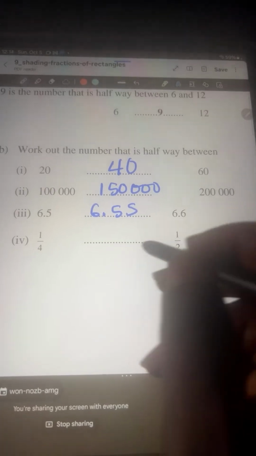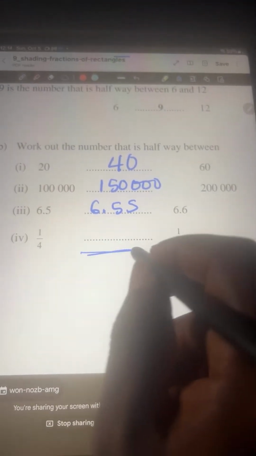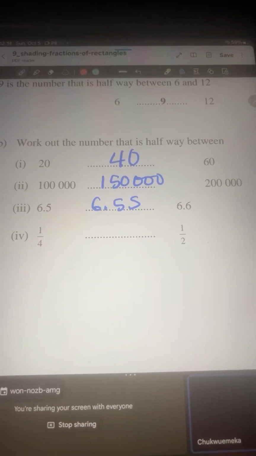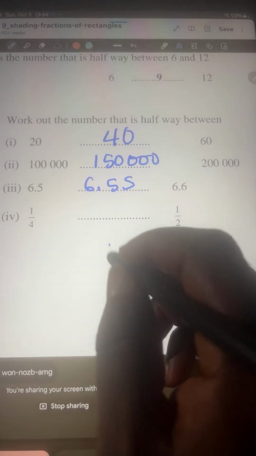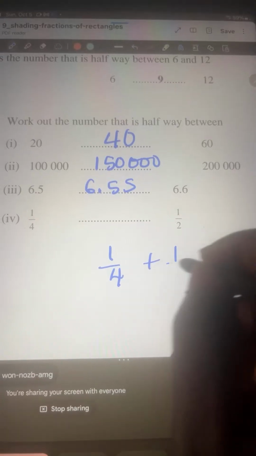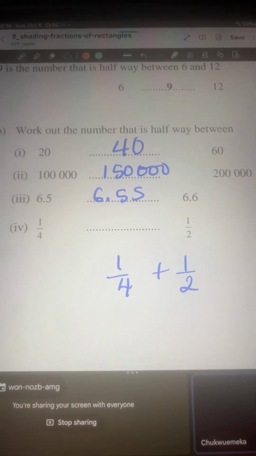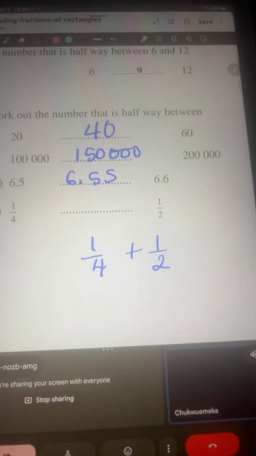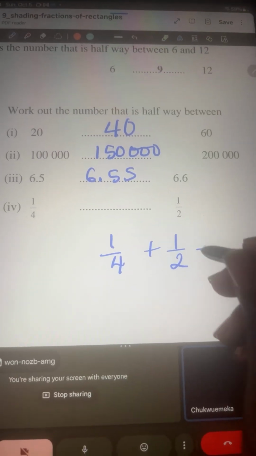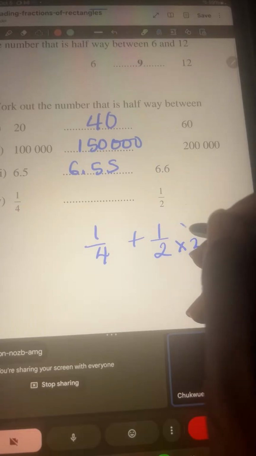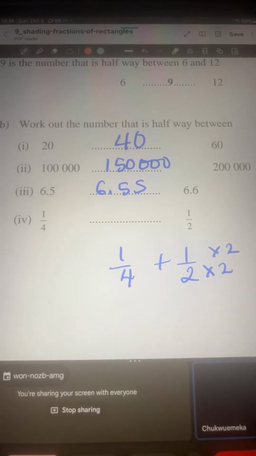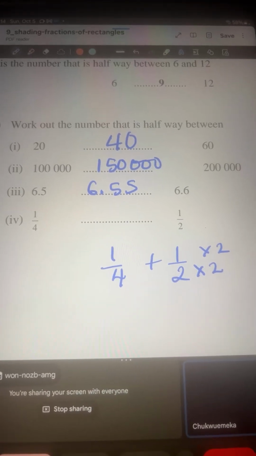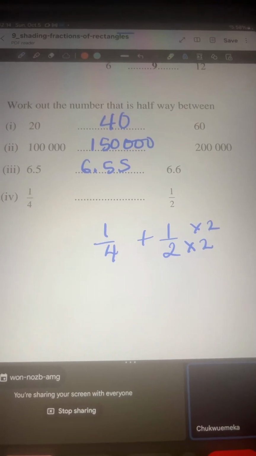And the fourth one says, which number is between 1 over 4 and 1 over 2? We want to find out the number between 1 over 4 and 1 over 2. And the best way to find out is to add 1 over 4 and 1 over 2, right? Yes. 1 over 4 plus 1 over 2. After adding, you divide it by 2 to find the center. I can decide to multiply this by 2. The essence of doing this is to make the denominators 4 and 4, right? Because if the denominators are the same, it becomes easy to add.